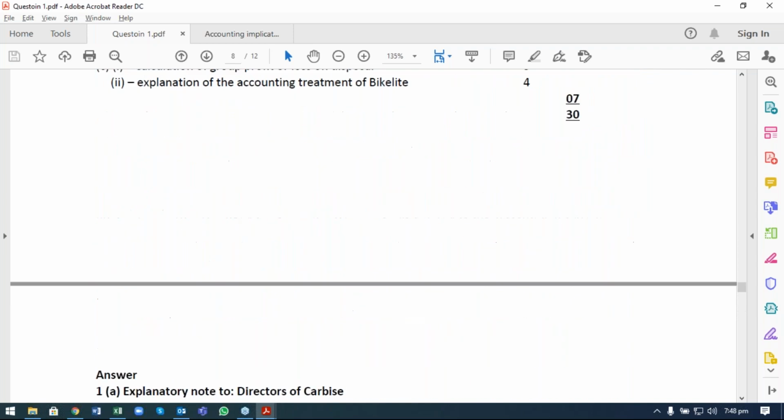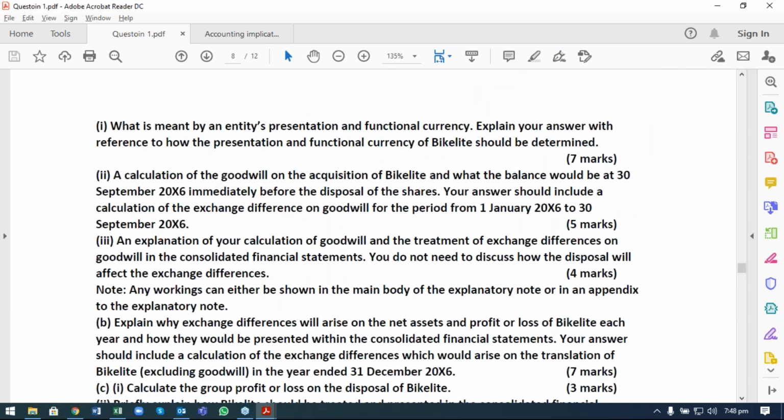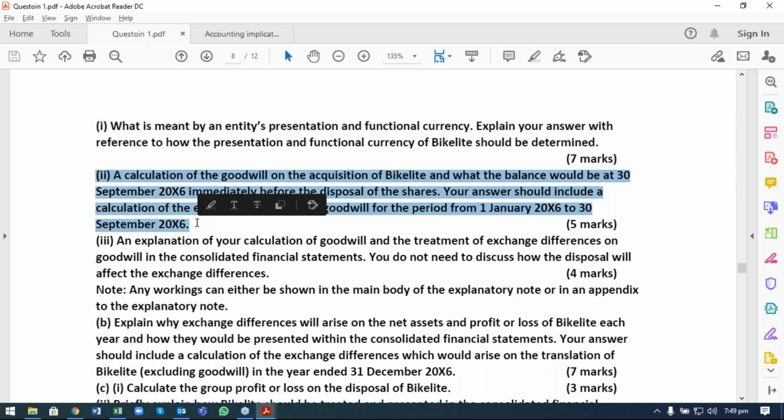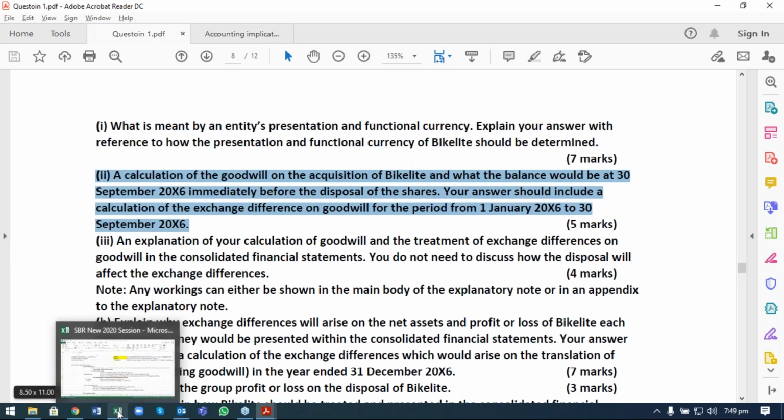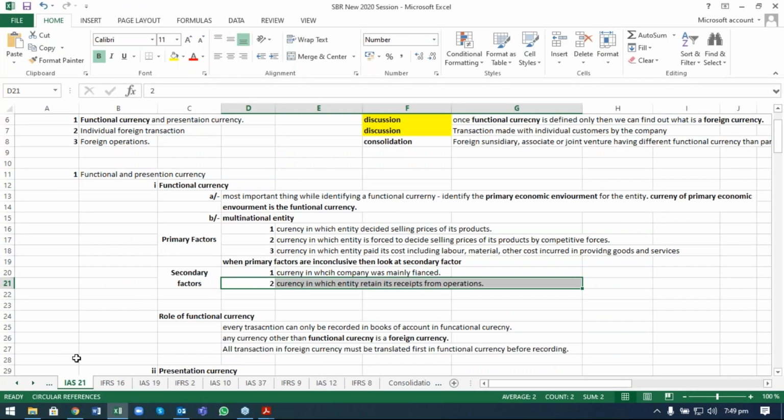So I hope this is pretty much clear, how we are going to identify the functional currency of the company and how presentation and functional currency were explained by IAS 21. The next question is, you need to calculate the goodwill on the acquisition of backlight and what the balance would be at 30th September 2006, immediately before the disposal of the shares. Your answer should include the calculation. So before moving into the calculation, I will be explaining how you can account for the multiple subsidiaries when you are looking into your answer.